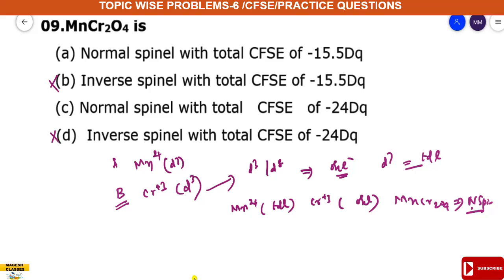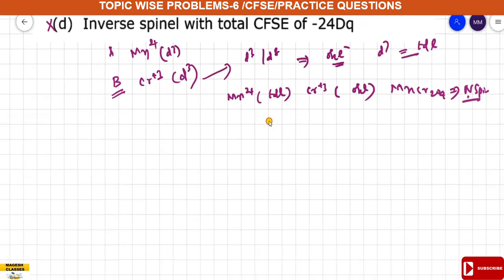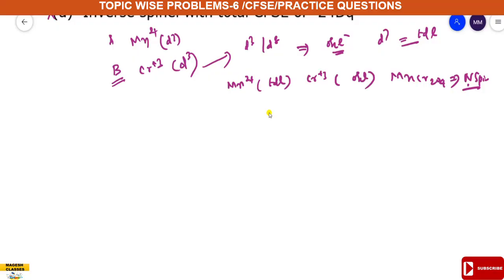Now d3 is in octahedral splitting and d7 is in tetrahedral splitting. Now let us see d3. In octahedral splitting, how does it split? 1, 2, 3. So the CFSE value is equal to 3 into minus 0.4 del O. This is equal to minus 1.2 del O, or the differential quanta, 12 Dq.